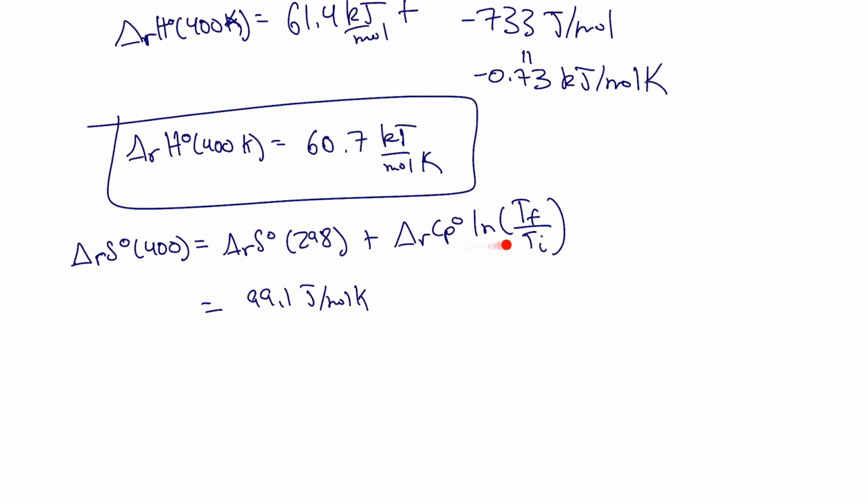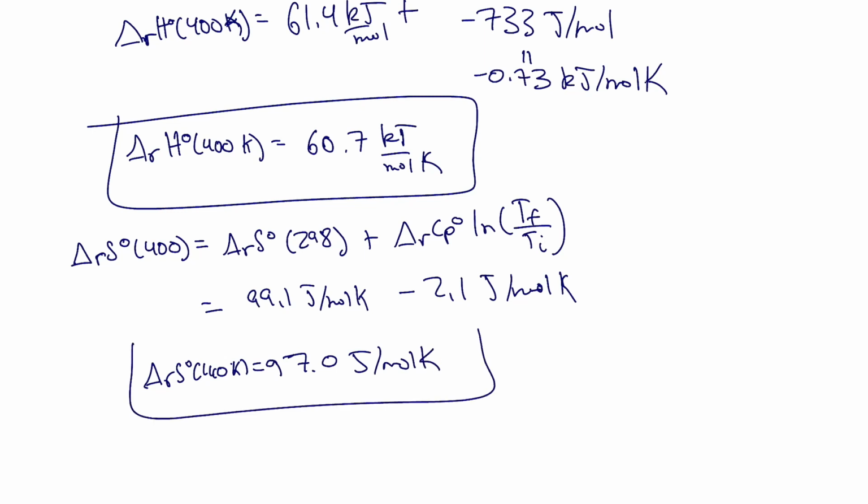And I get here my change to delta S is, again, multiplying this thing out, negative 2.1 joules per mole Kelvin. And I get my delta RS naught at 400 Kelvin is equal to 97.0 joules per mole Kelvin. Not too bad. Again, we can see a good assumption. We've only changed by a couple percent our delta H and delta S.